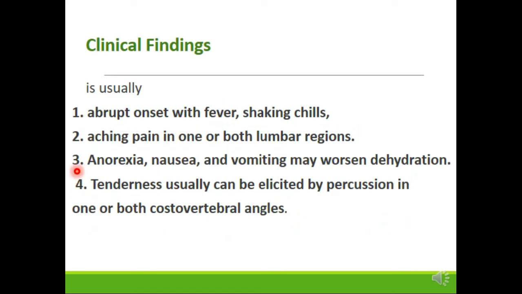Clinical findings in acute pyelonephritis: number 1, usually abrupt onset with fever, shaking, and chills. Number 2, aching pain in one or both lumbar regions. Number 3, anorexia, nausea, and vomiting, which may worsen dehydration. Also, tenderness can usually be elicited by percussion in one or both costovertebral angles.